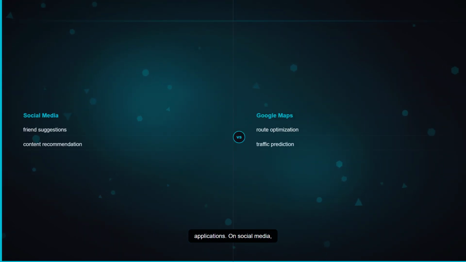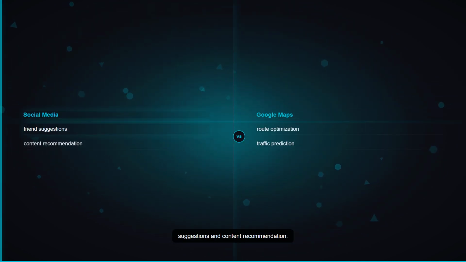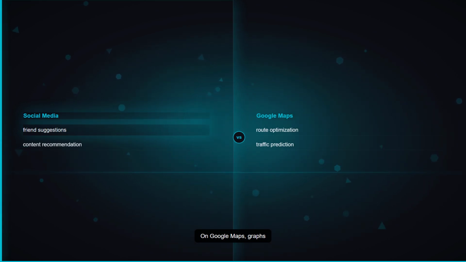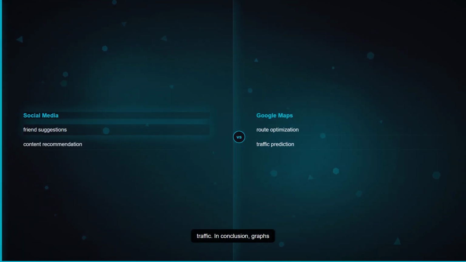Graphs have many practical applications. On social media, graphs help with friend suggestions and content recommendation. On Google Maps, graphs optimize routes and predict traffic.